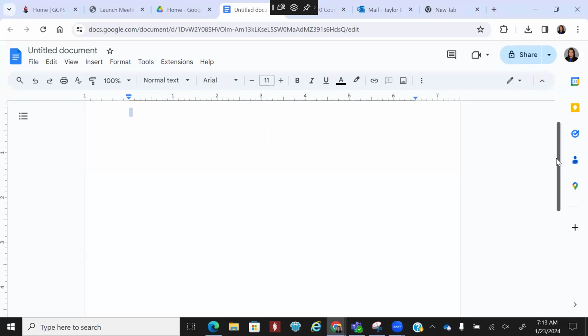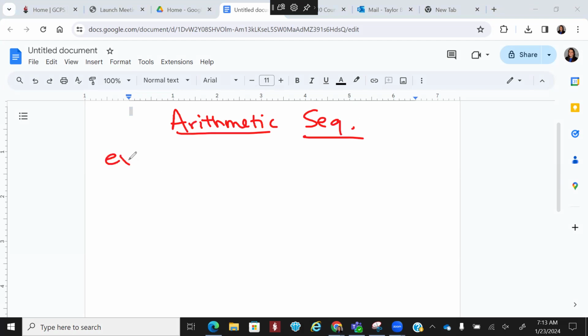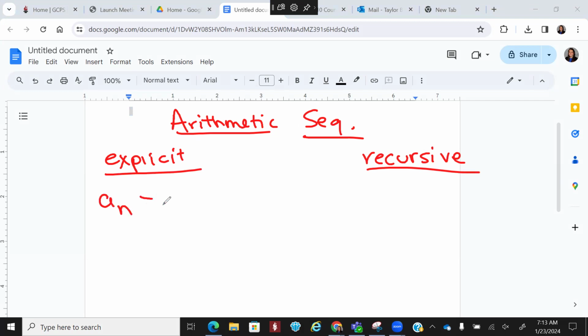There are two different topics in this unit that we've talked about. The first one was called arithmetic sequences. We talked about the fact that there was the explicit formula and the recursive formula. Here are those two. We've got a sub n equals a sub 1 plus d times n minus 1. And then the recursive was a sub 1 equals a sub n equals a sub n minus 1 plus d.